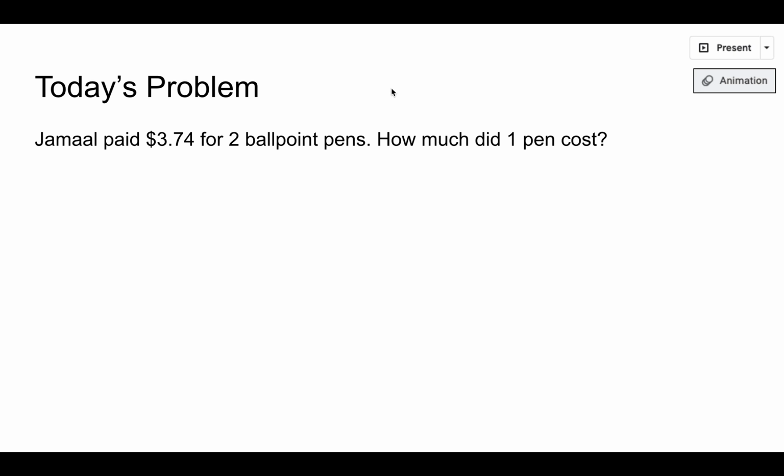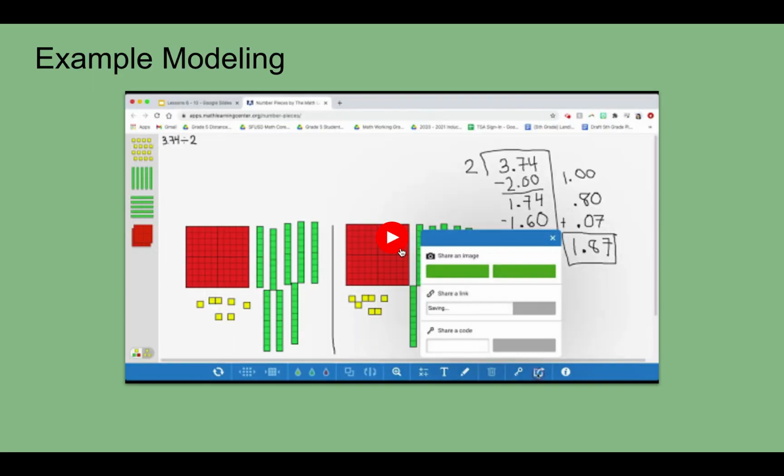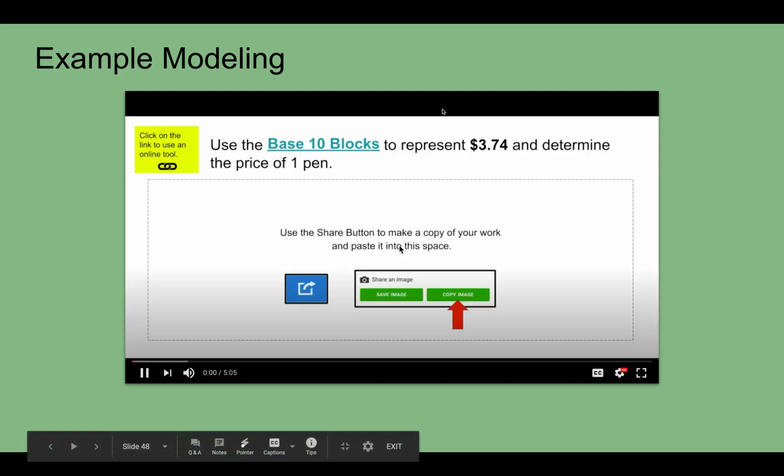Let's say Jamal paid $3.74 for 2 ballpoint pens. We want to find out how much one pen cost. We know that the total was $3.74, and we want to know how much each pen was. Let me show you a way that we could solve that. We are going to use the base 10 blocks to represent $3.74 and use that to determine the price of just one pen.